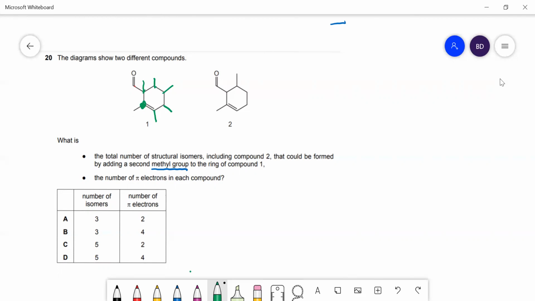So it's got to be C or D. And the number of pi electrons. How many pi electrons have we got in compound 2? We've got 2 double bonds.